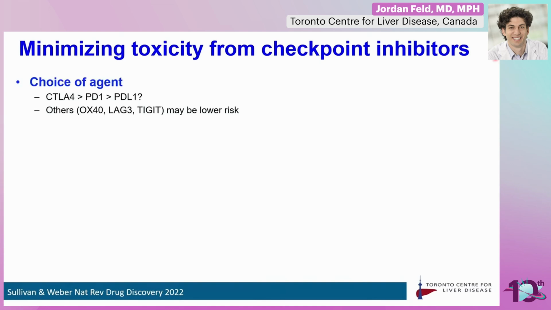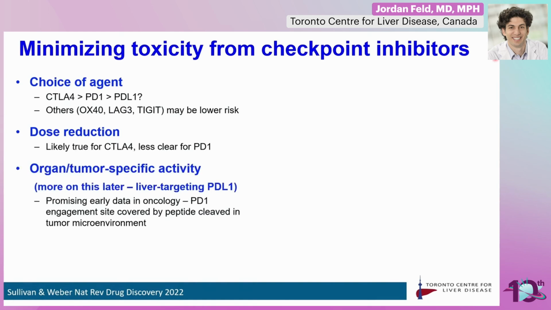Well, first is the choice of agent, and it's clear from the cancer literature that CTLA-4 has a higher risk of immune-related adverse events than PD-1 or PD-L1. There are other immune checkpoints that are being explored in cancer, and whether they'll be as relevant in the virus setting is less clear, but they likely have a lower risk. Importantly, dose is not that important. It is for CTLA-4, but the cancer literature is pretty clear that the toxicity is not dose-related for PD-1, and I think we need to remember that. PD-L1, it's less clear, but PD-1, there's really no good evidence that it's dose-related.